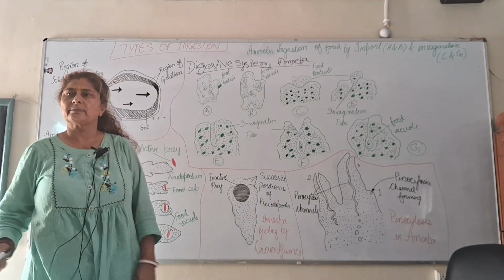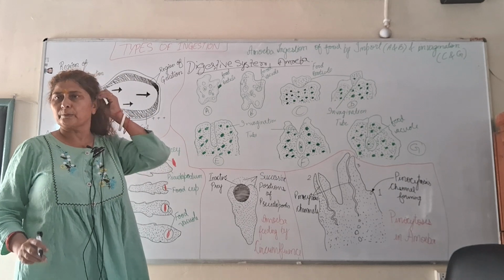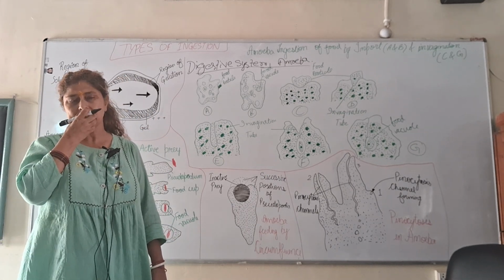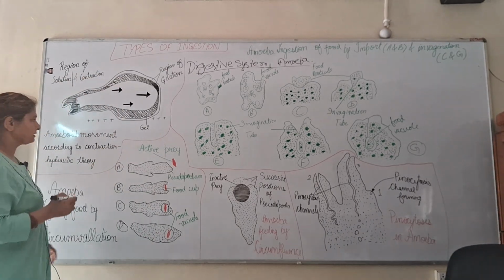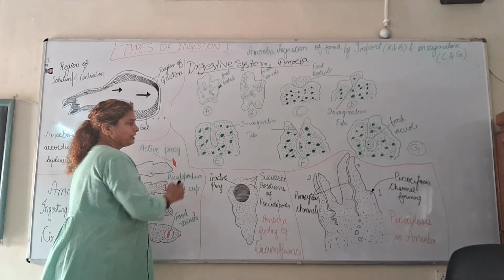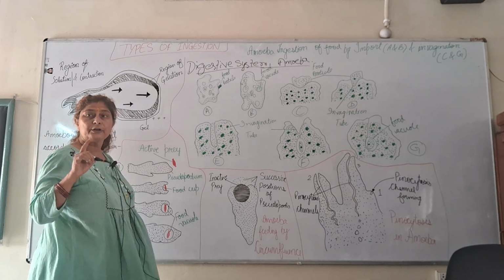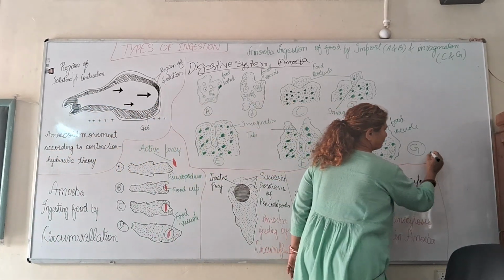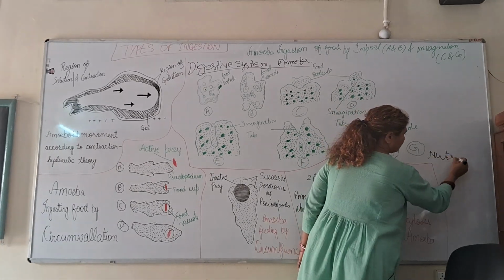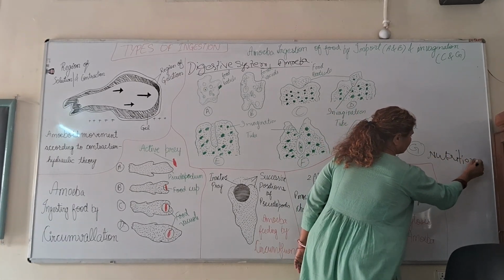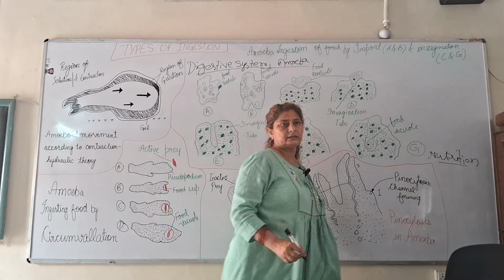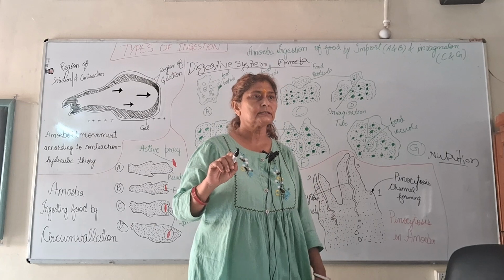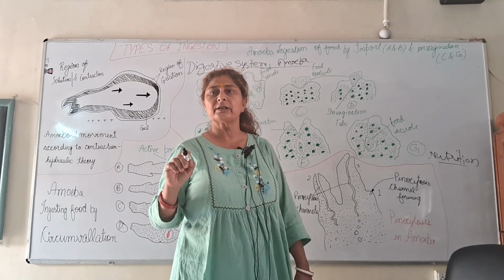Now, the digestive system consists of 3-4 portions that I have already told you in my previous lecture. First is the nutrition. Sorry, first part is nutrition. Nutrition is what type of food they take.